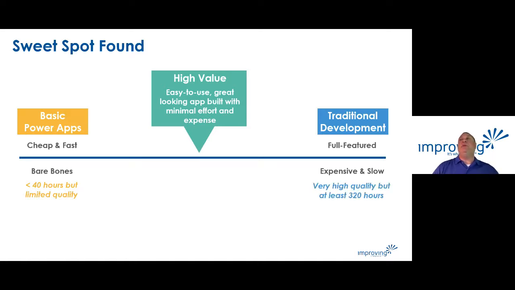We then put together an estimate for a traditional web application development process, soup to nuts, and it would likely be a very high quality application, but we're looking at least 320 hours of work to get all this done. And then our better Power App by Design, we got a very high quality app in under 120 hours. So we sort of found that best of breed, where it's this very powerful rapid delivery platform, but done in a thoughtful way, both from a user perspective and a technical perspective.